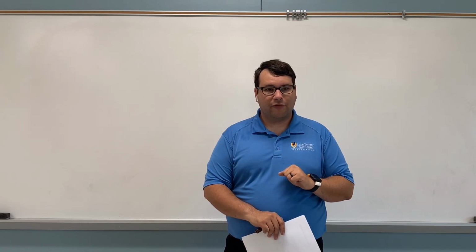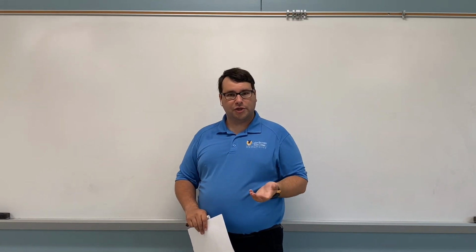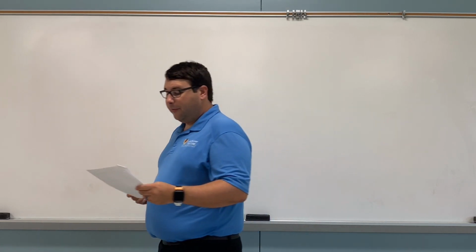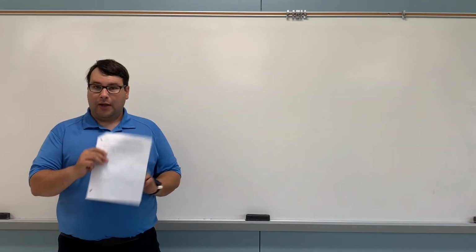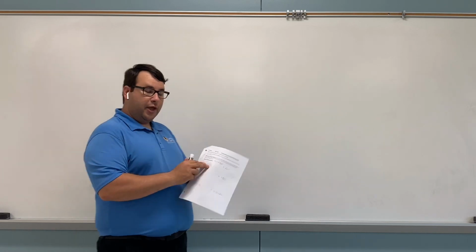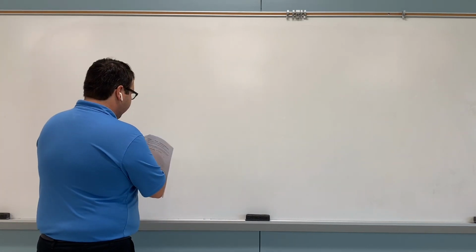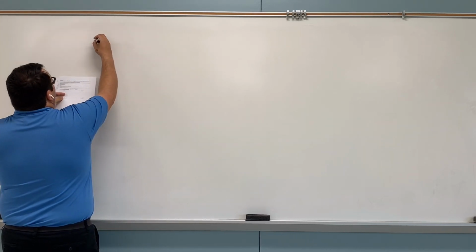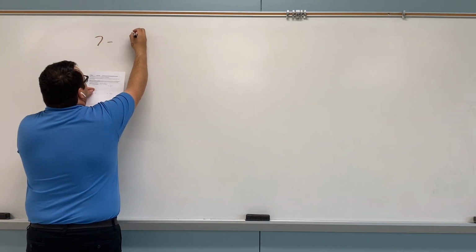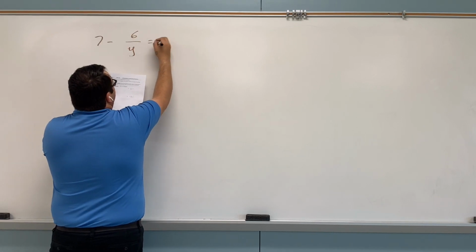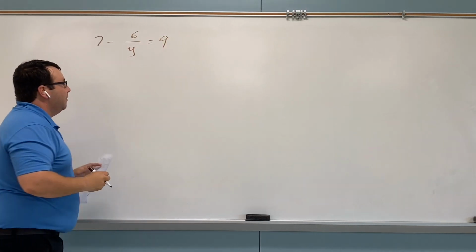Hi, and welcome back. Today we are going to cover section 7.5, which is solving equations involving rational expressions. There's a couple things that you need to note. I do have some notes at the very top of your page for you. However, let's jump right into the first problem so I can explain what's going on. All right, so I have 7 minus 6/y is equal to 9.